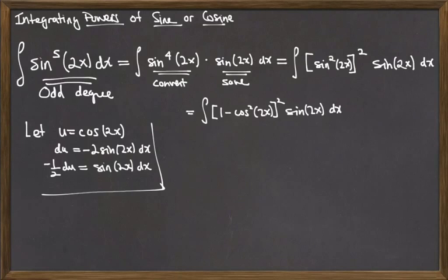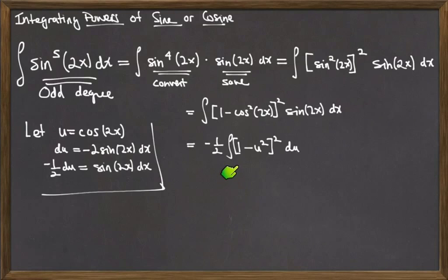We can carry out the substitution now. It's going to be a minus 1/2 from the differential. That will be minus 1/2 du will take care of the sine of 2x dx that I saved. And then inside the brackets I had 1 minus cosine squared, so now it's going to be 1 minus u squared. And remember, the entire thing was squared as well because it came from that fourth power, so this is now squared.